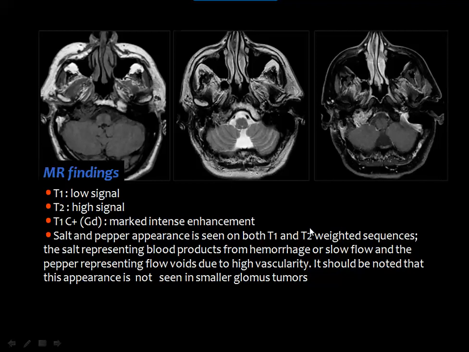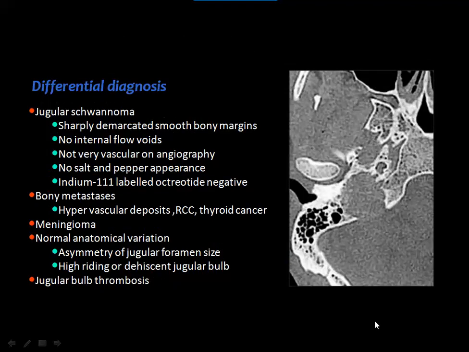And then the glomus tumor will appear of low signal in the T1, high signal in the T2, and in larger size tumors you can appreciate the salt and pepper appearance, and if you inject the contrast, then you get significant enhancement of the lesion. And this is a good example of a jugular foramen which is widened and eroded.